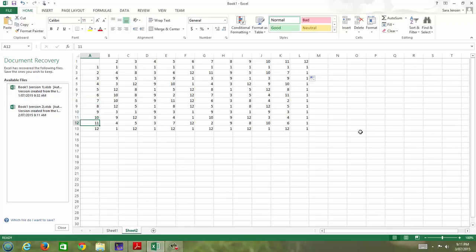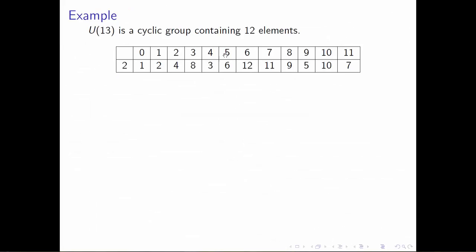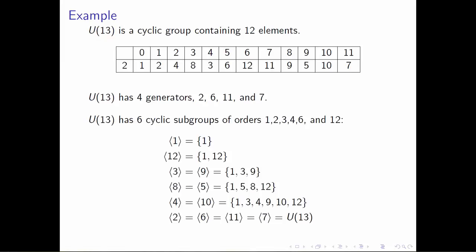and 11. Now we go back, perhaps a little bit less obvious, but we go back to our slides, and all I've done right here is I've summarized that entry for row 2 in the slide, so I have it and I can refer to it. And as we saw in our Excel spreadsheet, U of 13 has 4 generators. We saw that the rows where we saw all of the numbers 1 through 12 were the rows 2, 6, 11, and 7 in the table.